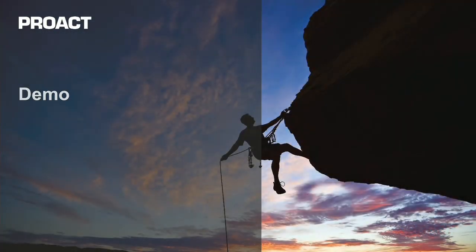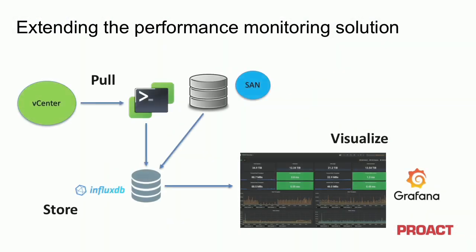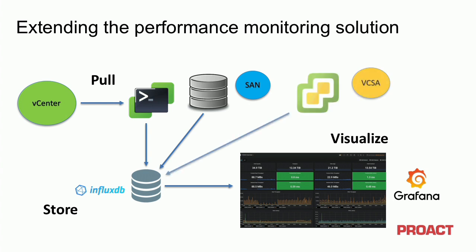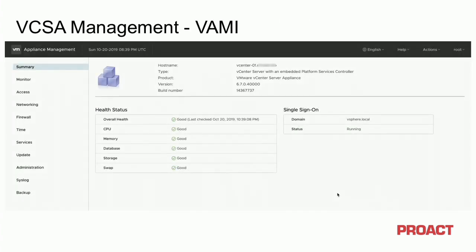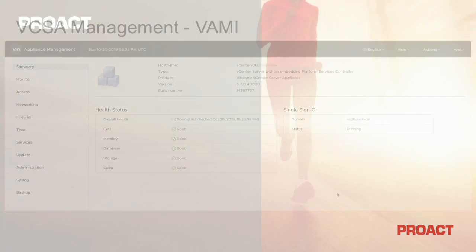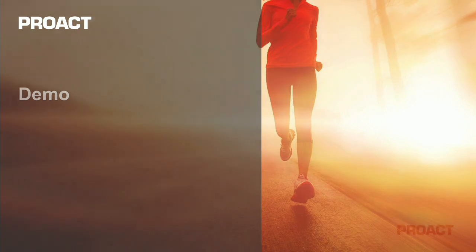So now let's see how we could actually pull data from vCenter and store it into Influx. We will use the same Influx server and use the same Grafana instance to visualize the data. So you have only one place to log in, one place to check for your status. And again, we will use the VAMI interface as we replicate a lot of the stuff inside here. So that's our next demo.